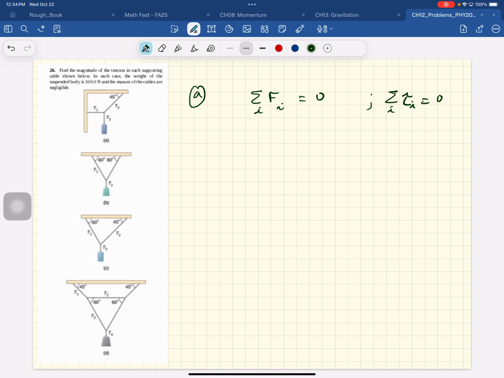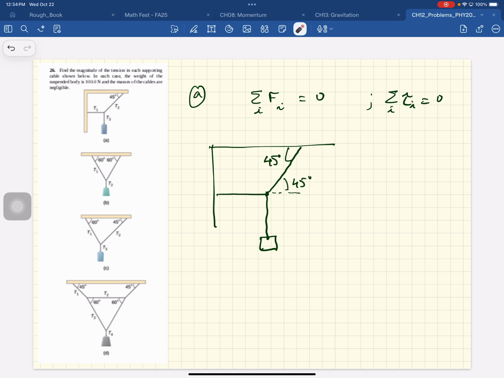Let me draw a diagram. So here is the knot. This is 45 degrees. Here's the weight, and it says the weight of the suspended body is 100 newtons. So mass times gravity, which we'll call mg, is 100 newtons. That's 100 newtons divided by 10, which gives you 10 kgs. So the mass of the object is roughly 10 kgs, which is about 23 pounds. That's how heavy the object is.